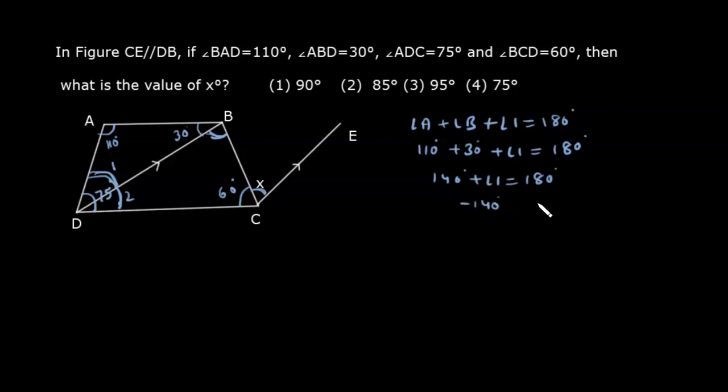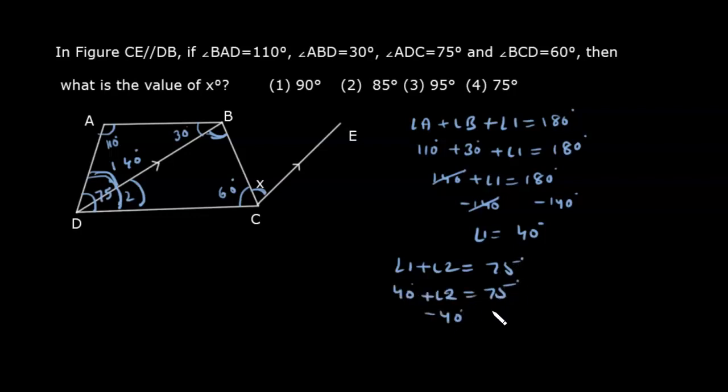Subtracting 140 degrees from both sides, angle 1 is equal to 40 degrees. So we know this angle is 40 degrees. If angle 1 is 40 degrees, we can find angle 2, because angle 1 plus angle 2 is 75 degrees, and this is 40 degrees. We can subtract 40 degrees from both sides, so angle 2 is 35 degrees. That means this angle is 35 degrees. Now we know this angle.